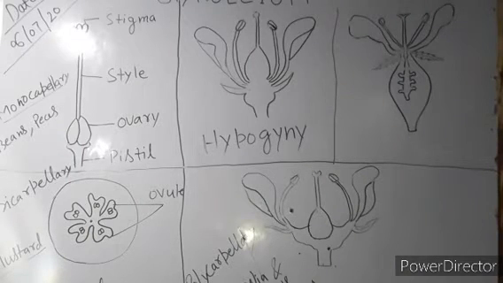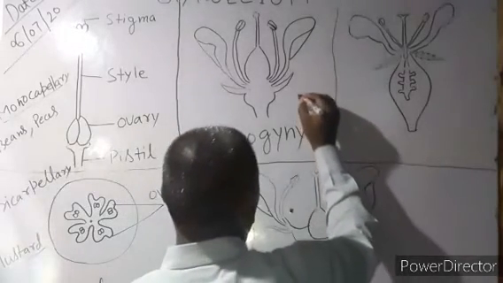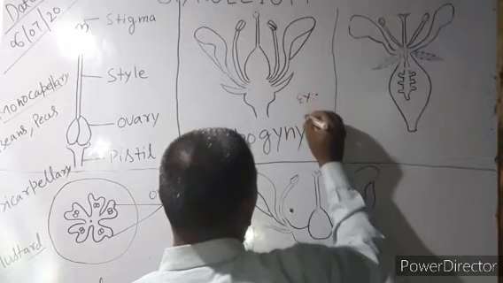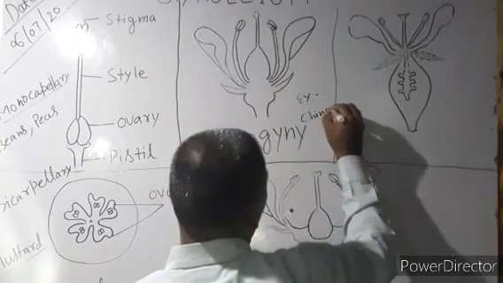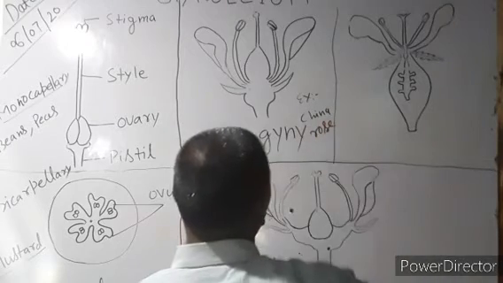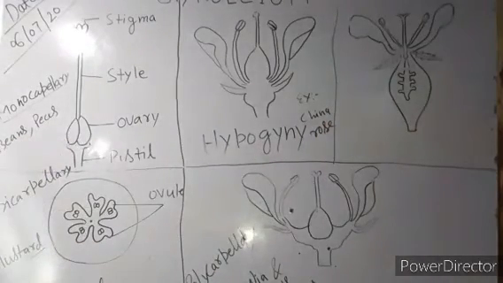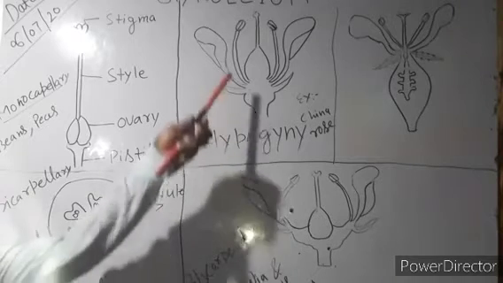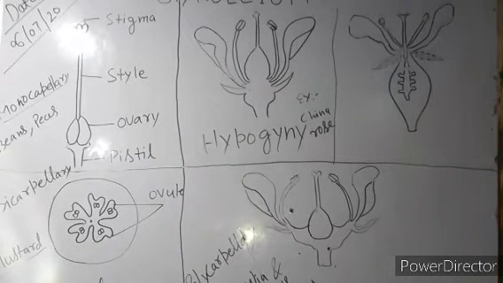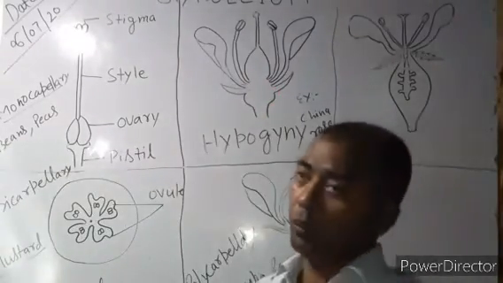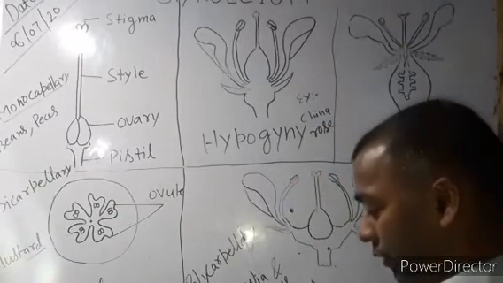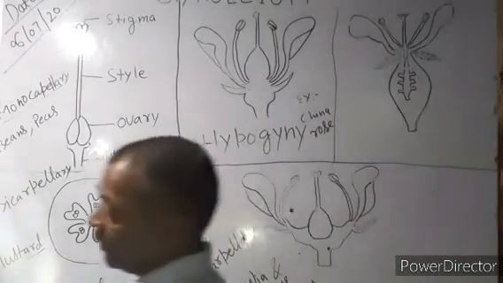The condition is known as hypogynous flower, and the examples are China rose and mustard. I am giving you the example of China rose only. In China rose, a hypogynous ovary is found, and that means all three whorls are below the ovary. Okay, clear?